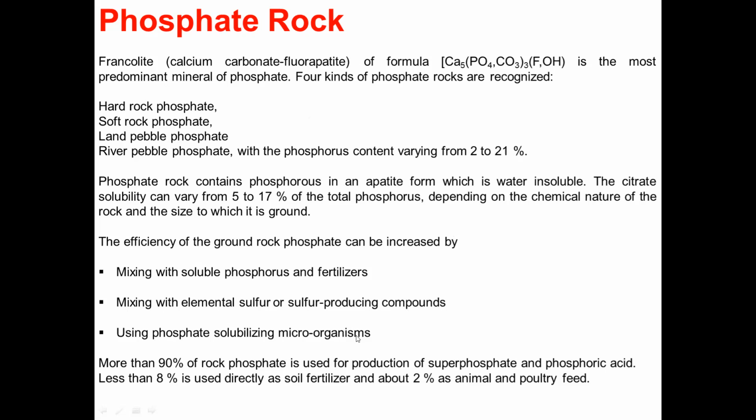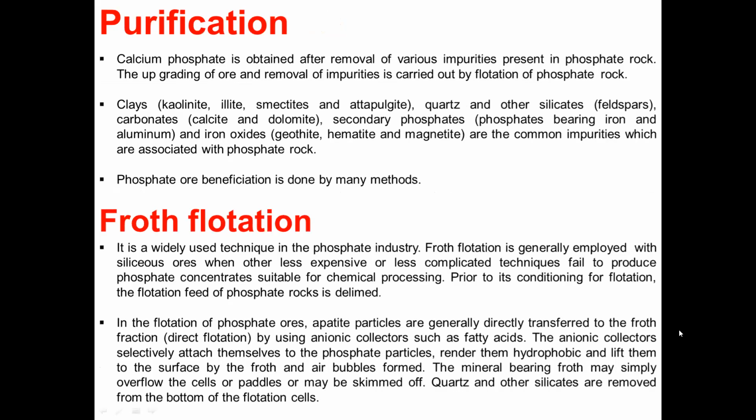This is how the efficiency of the ground rock phosphate can be increased. More than 90% of the rock phosphate is used for production of superphosphate and phosphoric acid. Less than 8% is used directly as soil fertilizer, and about 2% is used as animal and poultry feed. How do we purify phosphorus from the rock phosphate or the calcium phosphate?